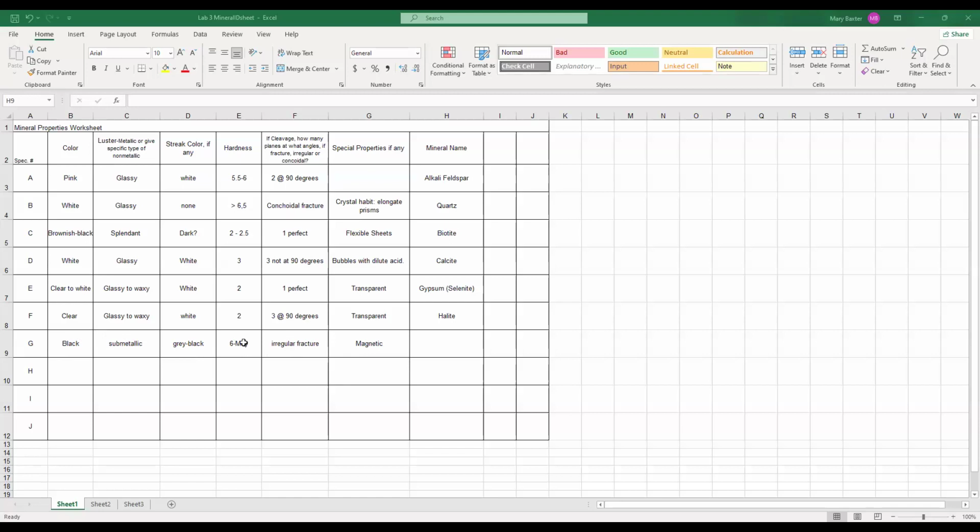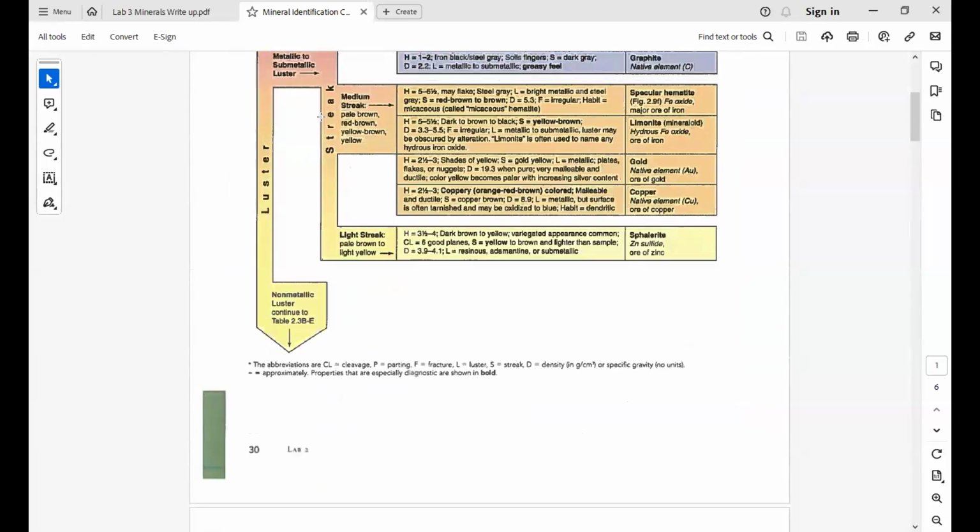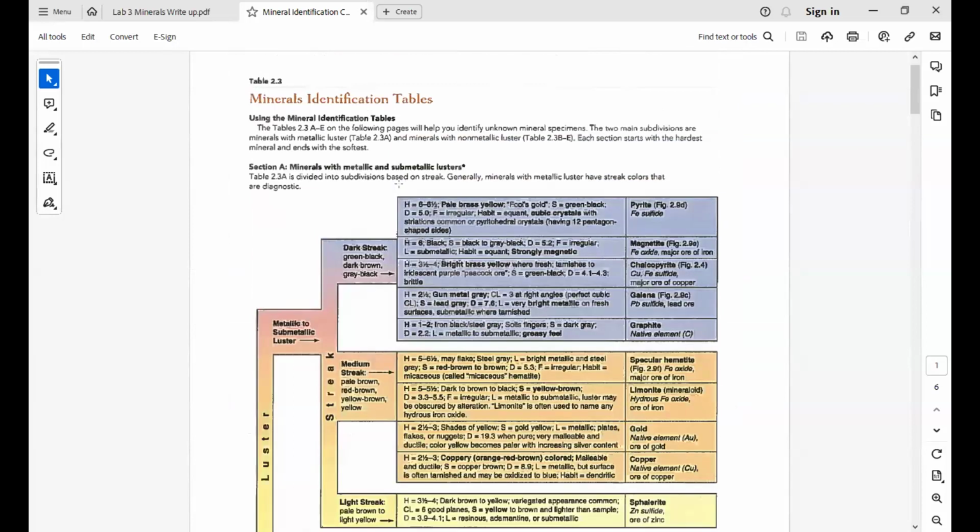Oops. I don't know why I did that. Hardness, 5.5 to 6. All right, well, we get to use a chart of those 5 mineral ID charts that we haven't used before. We're going to take a look at the one for metallic and submetallic minerals.